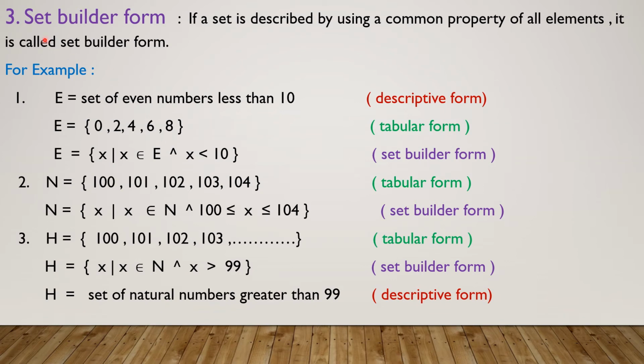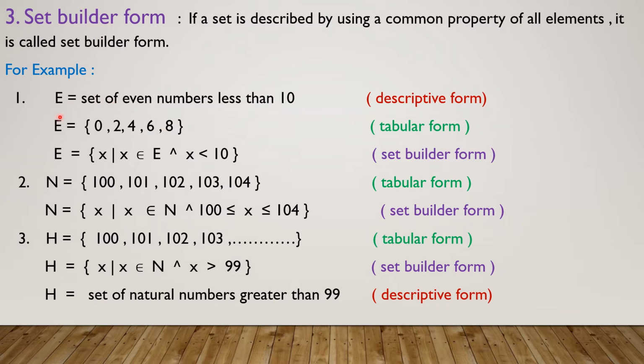The third form of set writing is set builder form. If a set is described by using a common property of all the elements, then it is called set builder form. In set builder form, we describe our set by using a common property of all the elements. We will see some examples to understand this form.